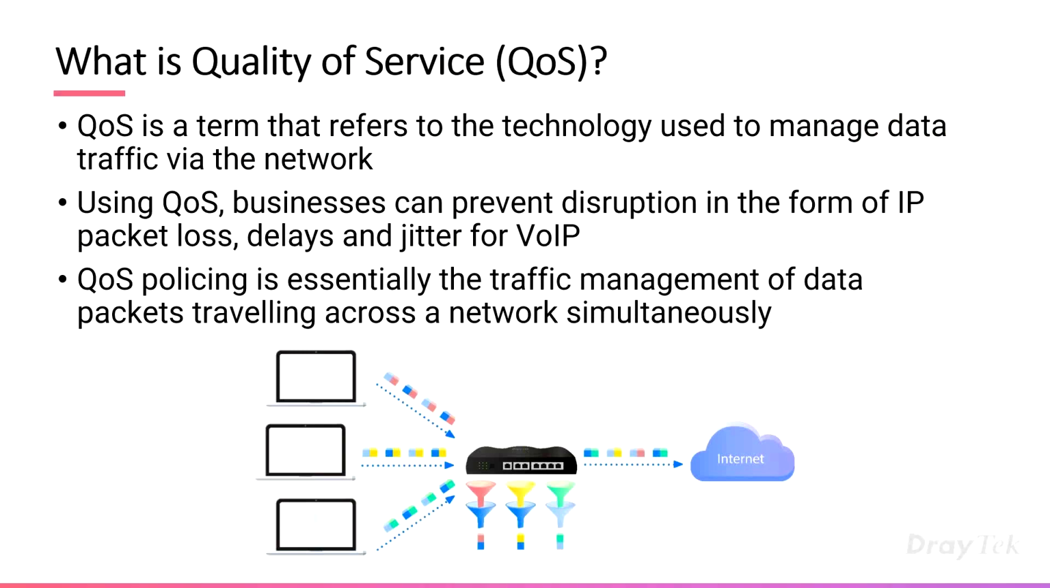So what is quality of service? QoS is a term that refers to technology used to manage data traffic via the network. Using QoS, businesses can prevent disruption in the form of IP packet loss, delays, and jitter to voice over IP. QoS policing is essentially the traffic management of data packets traveling across a network simultaneously.